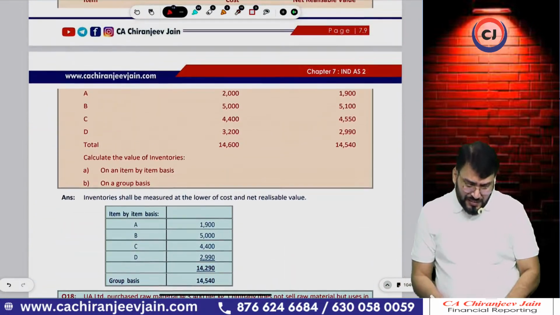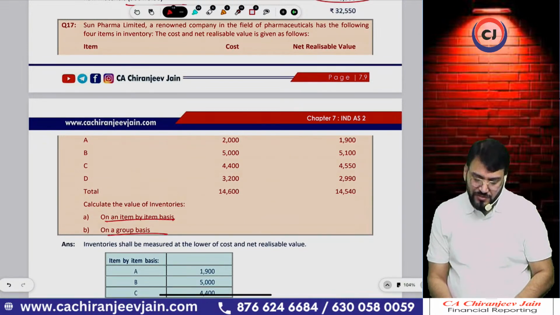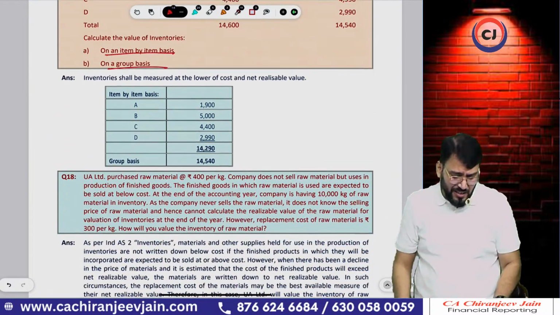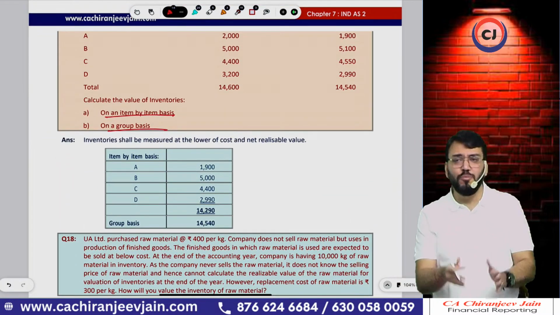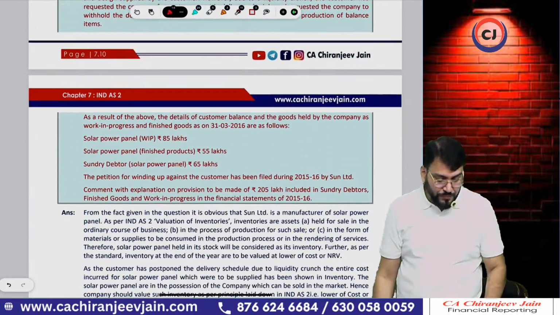Question 17, look at what is written: compare on an item by item basis or group basis. They will ask this type of question, but they will never ask it at CA Final level. But you know item by item basis and group basis. If nothing is given, what will you do?